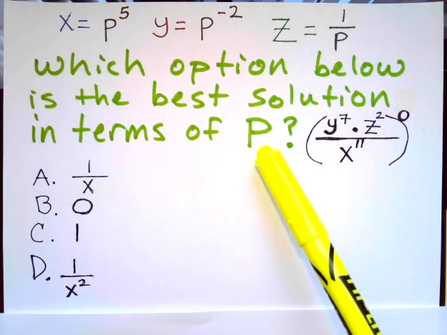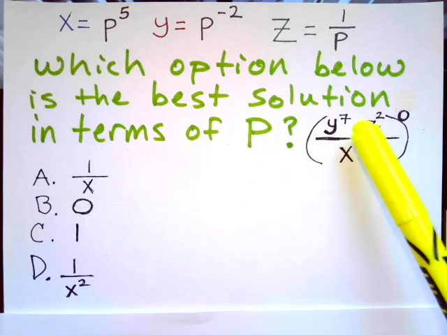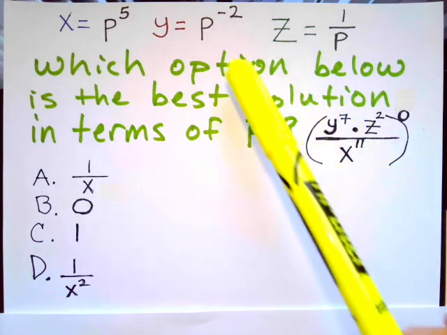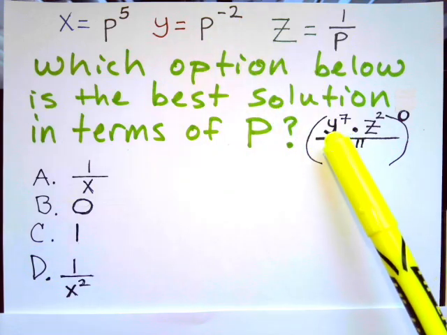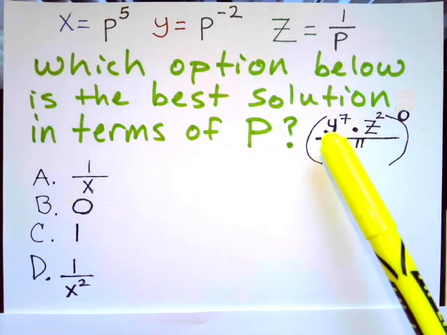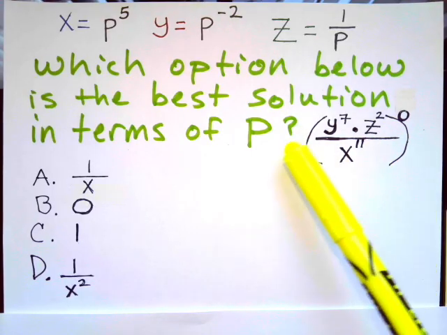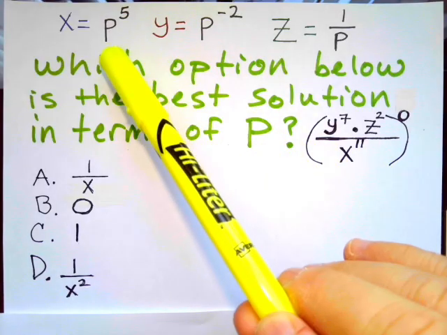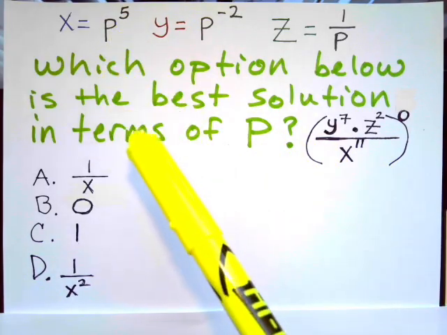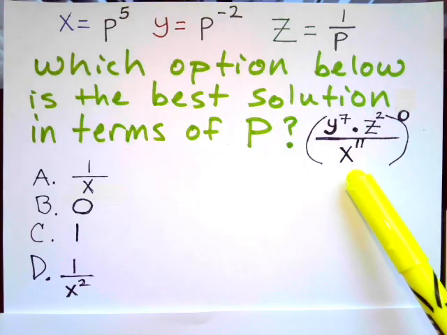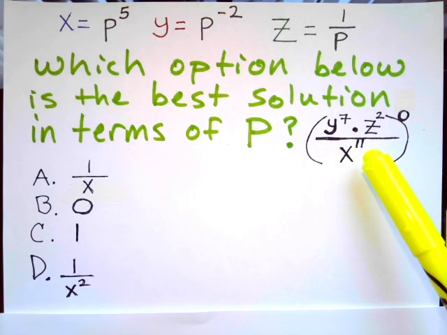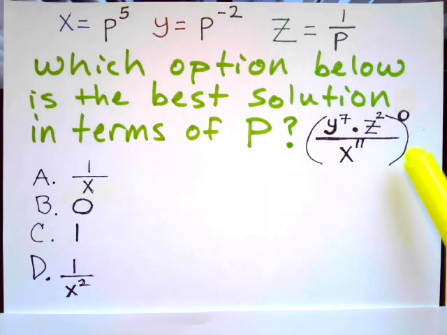In terms of p. So again, where you see y to the seventh power, you're going to substitute p to the negative 2 for the y, in parentheses, raised to the seventh power, times z to the second power. Well, z is 1 over p, so you're going to put a 1 over p raised to that second power. And then you have divided by x to the 11th power. x equals p to the fifth power, substituting a p to the fifth power for x raised to the power of 11, all raised to the power of 0.